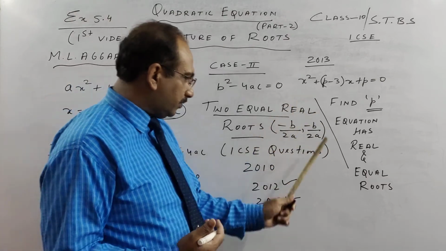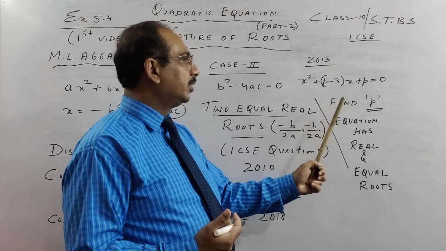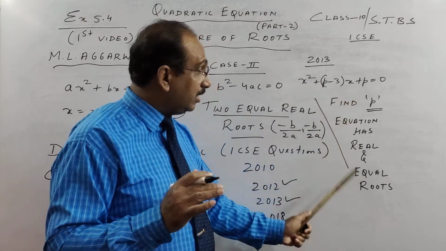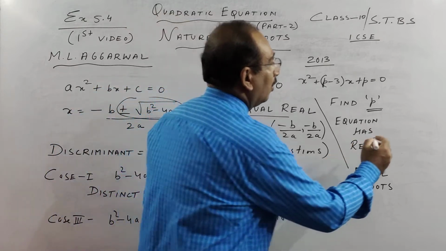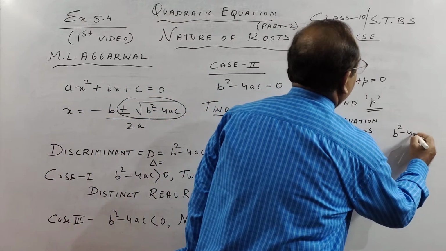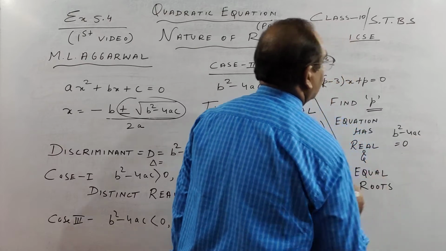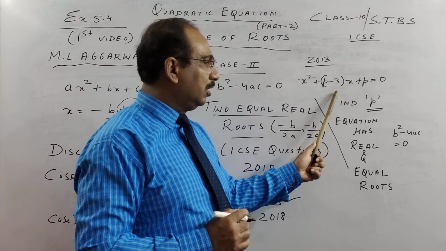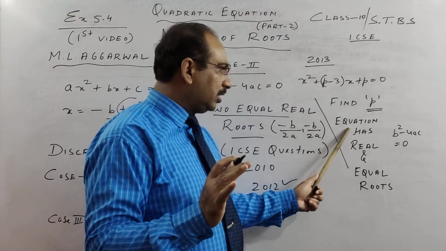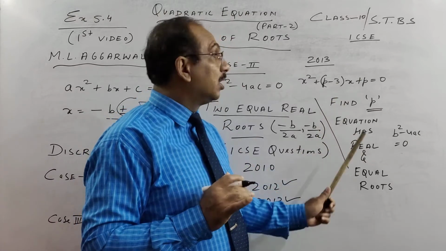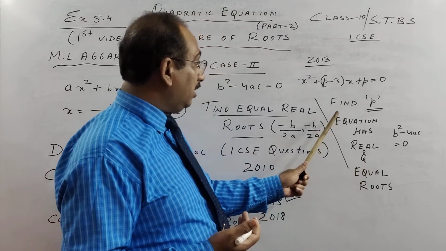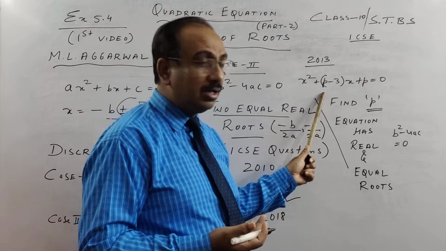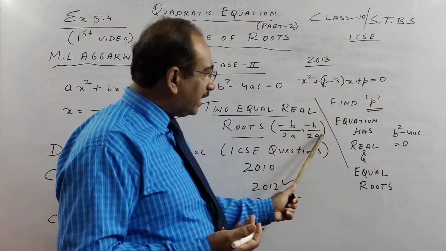So this question is: one equation will be given and it will be said that it has real and equal roots. Means, children, b square minus 4ac is 0. With the help of this we will get p. So you have to find p when the given equation has real and equal roots. But I'll do one step more and show you by middle term breaking or by formula that we get two same roots.